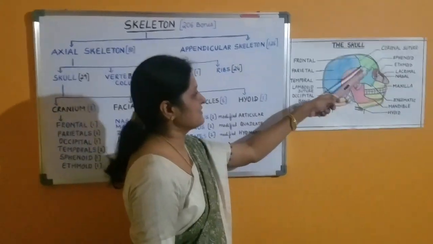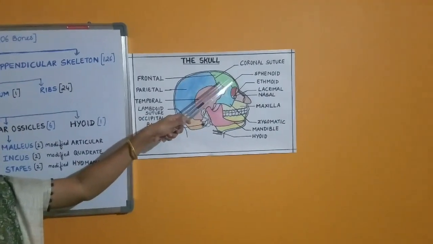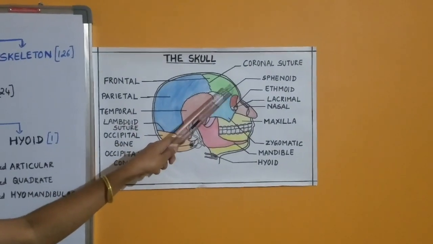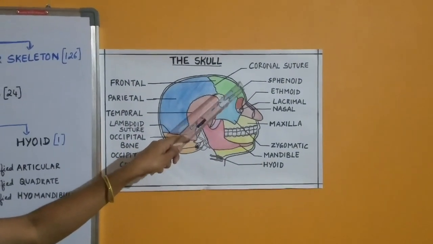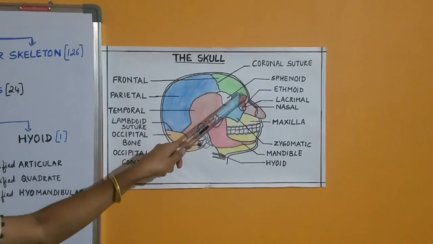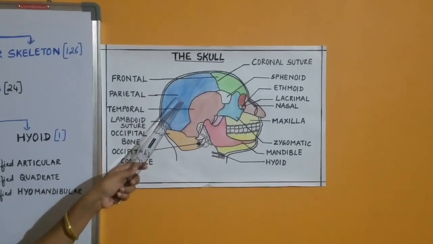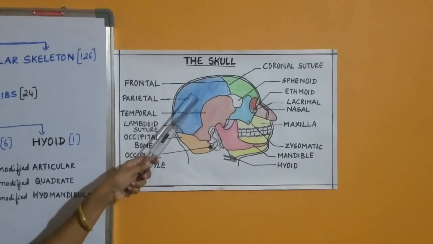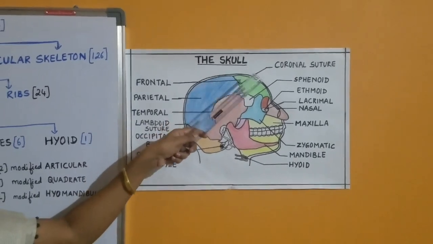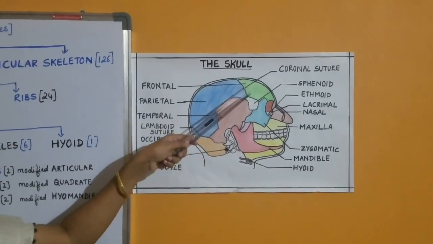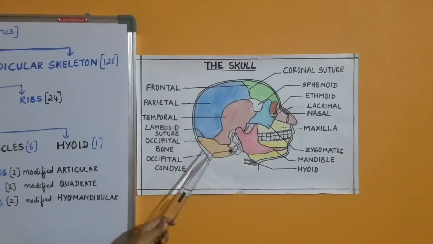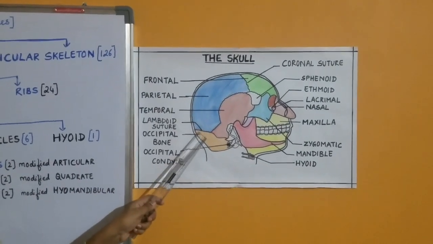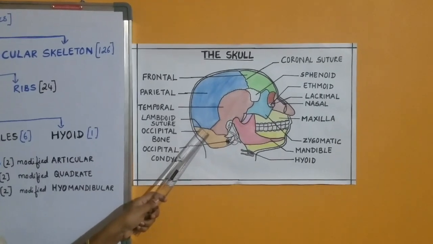The first one is the frontal which forms the forehead, anterior floor of the cranial cavity and it forms the roof of the orbit. Orbit is the depression in which the eyeball is lodged. And the second one are the parietals which are 2 in number which form the roof and the side walls of the cranium. And these parietals, they are attached to the frontal by means of coronal suture and to the occipital bone by means of lambdoid suture. Sutures are the joints present between the bones.